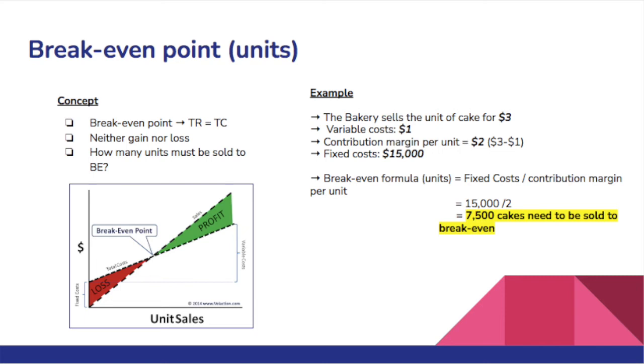The formula consists in dividing our fixed costs of $15,000 by our contribution margin per unit of $3. And this tells us that we have to sell 7,500 cakes in order to break even and recoup our fixed expenses. Also, if we want to enter into the profitable area, we would have to sell more than this amount, and at the same time, selling less will create losses for the company.